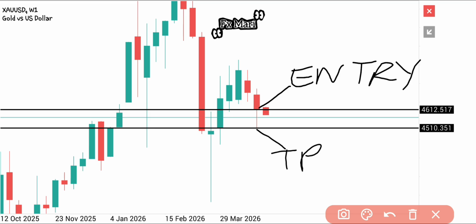So the only thing that changes is the TP. The TP is always changing. When it's a bullish candle, the TP is the upper wick. When it's a bearish candle, the TP is the lower wick. But the entry is always the close of the previous candle, either bullish or bearish.